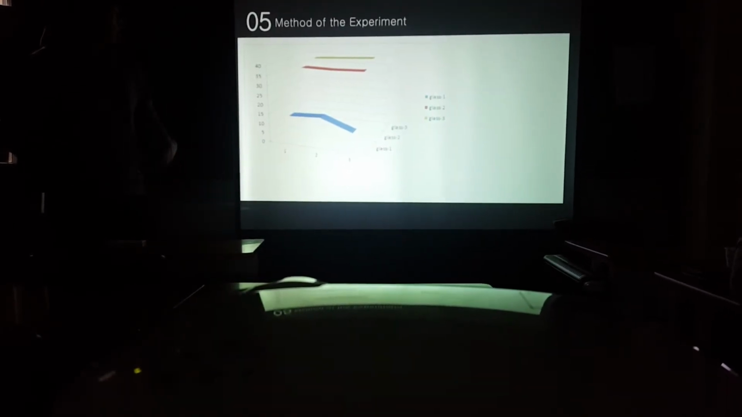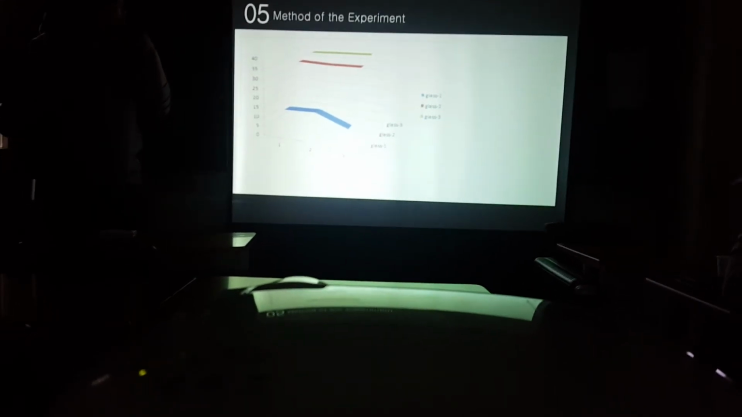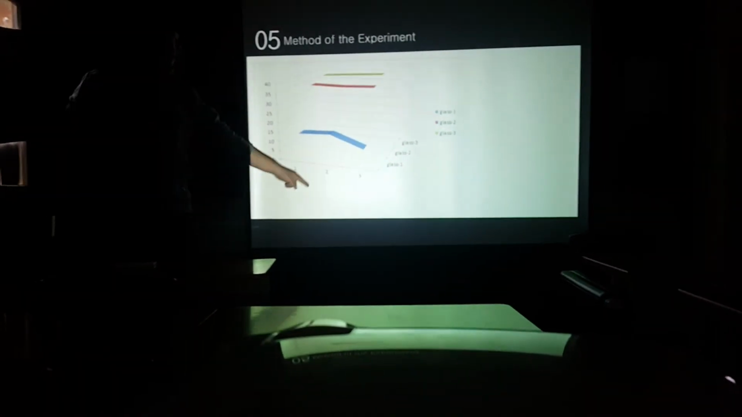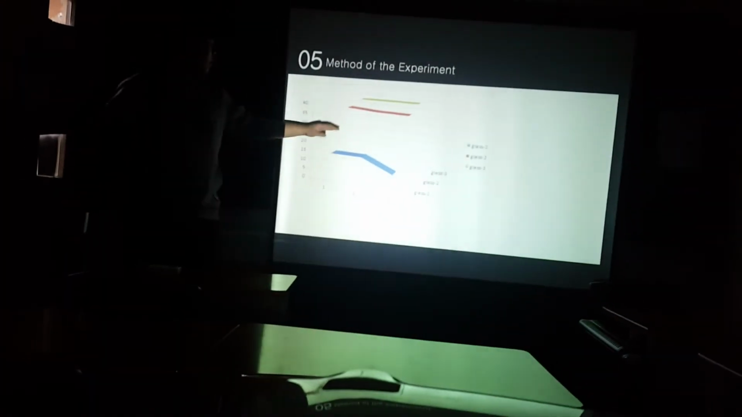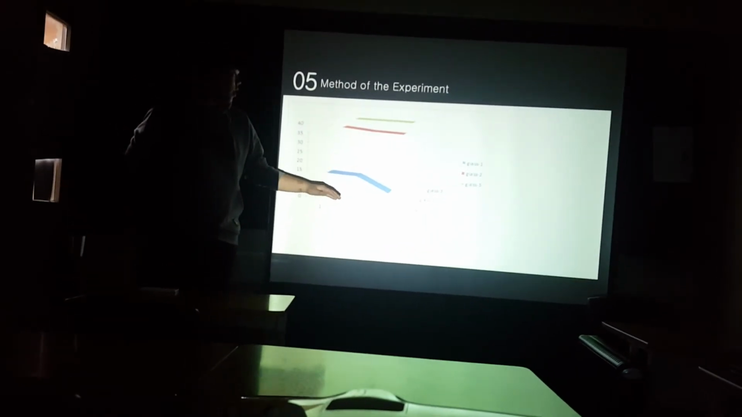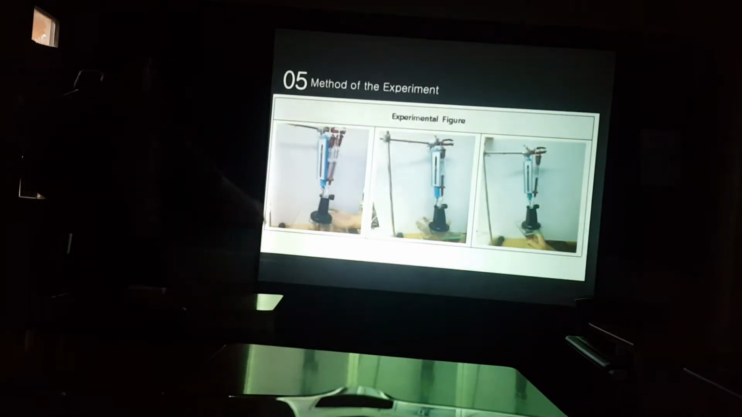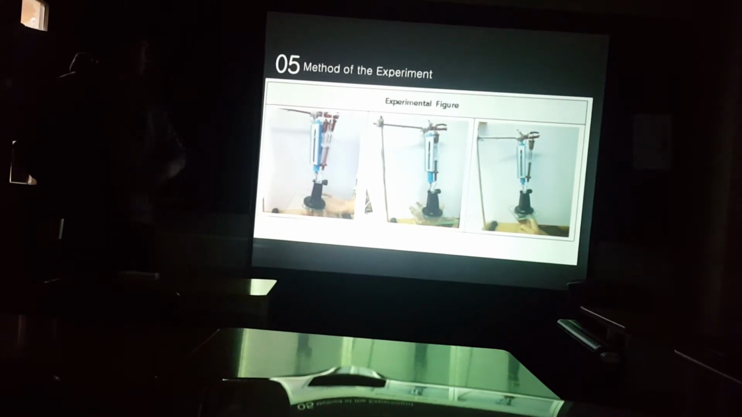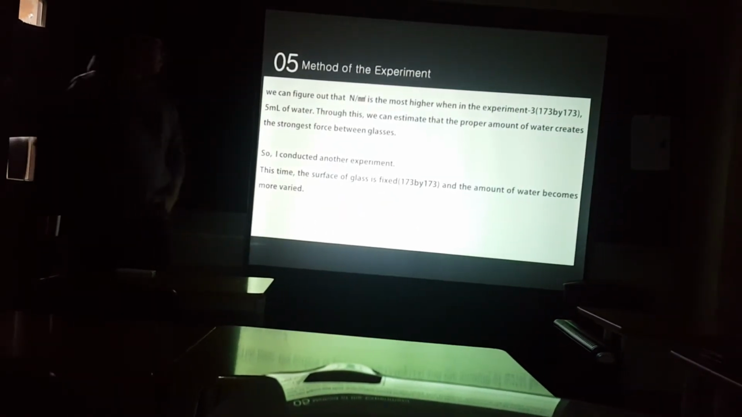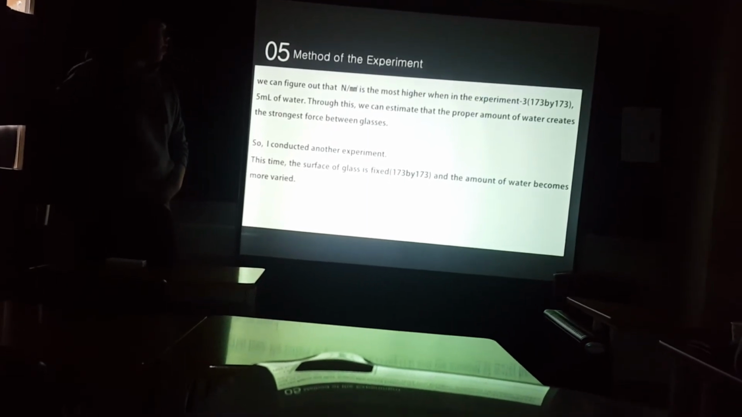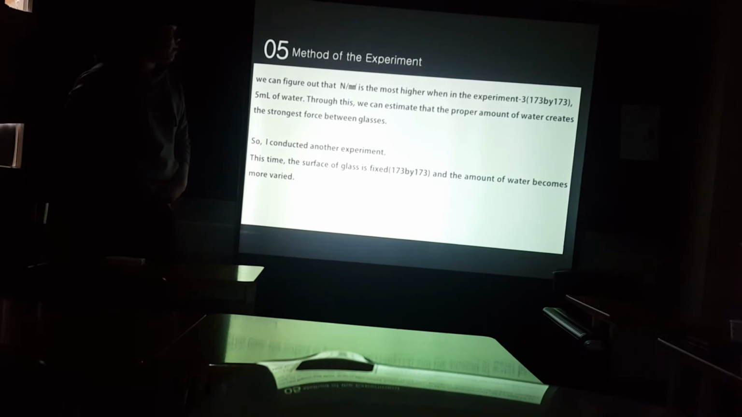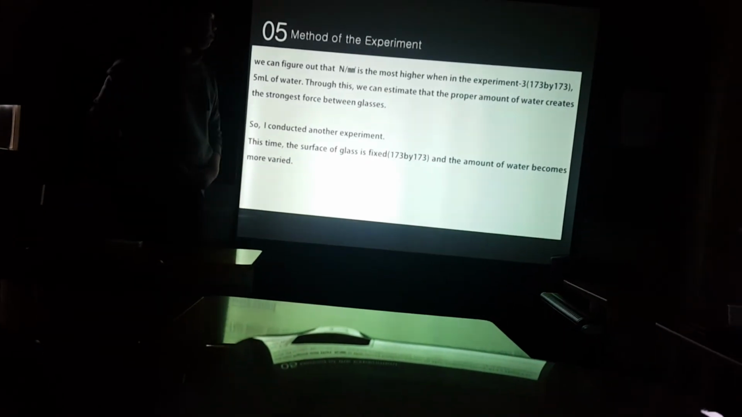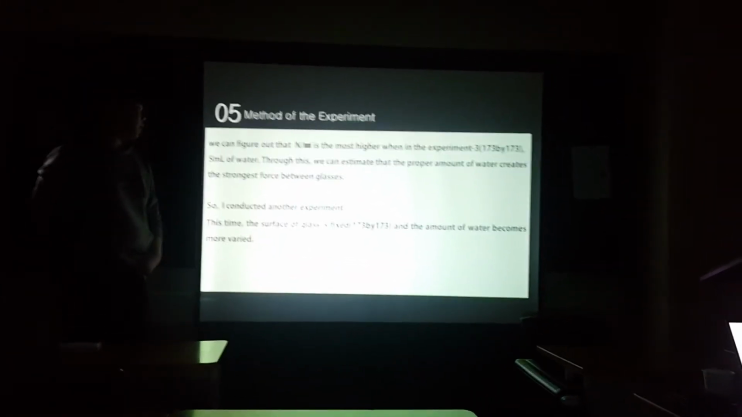Next. And this is the graph stating the mean value of the first primary experiments, secondary experiments, and third experiments. So we can see the forces dramatically increase when the surface of glasses increases in direct proportion. Okay. Next. And this is the experiment figure just regarded. Next. So we can figure out that newton per millimeter squared is the highest in the third experiment. I mean 173 by 173, 5 milliliters of water. Through this, we can estimate that the proper amount of water creates the strongest force between glasses.